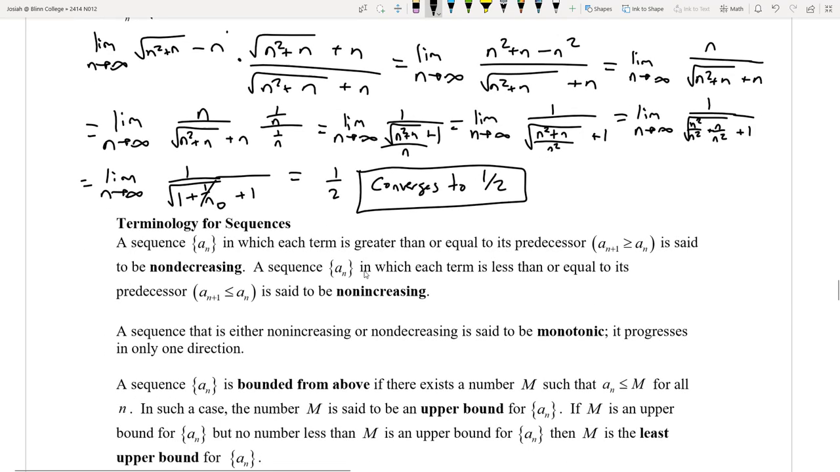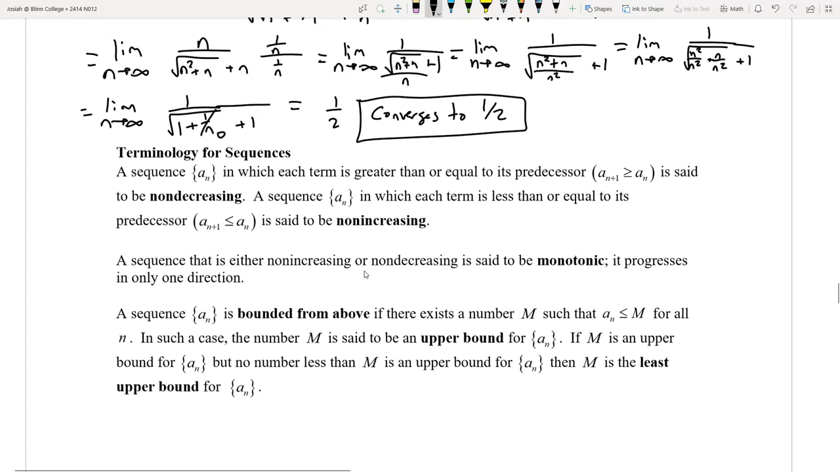So we'll talk about some specific types of sequences from here. So firstly, if we have a sequence where each term is greater than or equal to its preceding term, it's non-decreasing. So our terms either stay flat or they go up. They can flatten, go up, that kind of thing. Just, it's never going to go down.